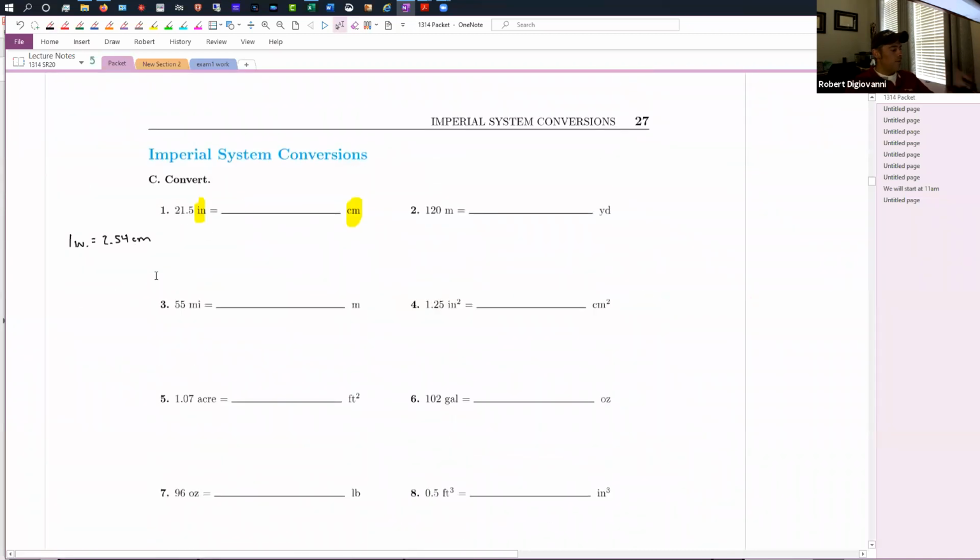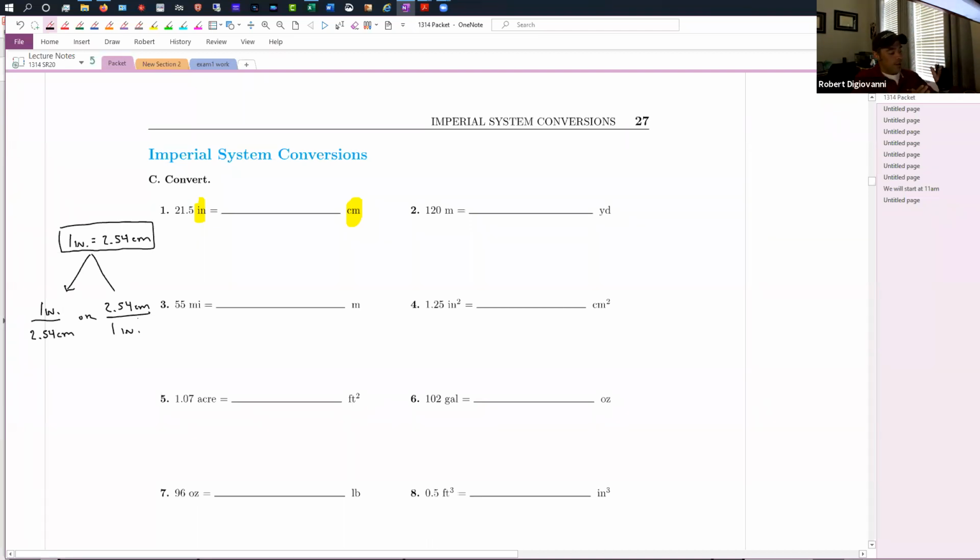Okay, I'm trying to go from inches to centimeters. And here's what I know. I know that 1 inch is 2.54 centimeters. So what that tells you is that you have two conversion factors here. 1 inch over 2.54 centimeters, or you could write it 2.54 centimeters over 1 inch. So you have these two conversion factors that you're free to use either one of them.